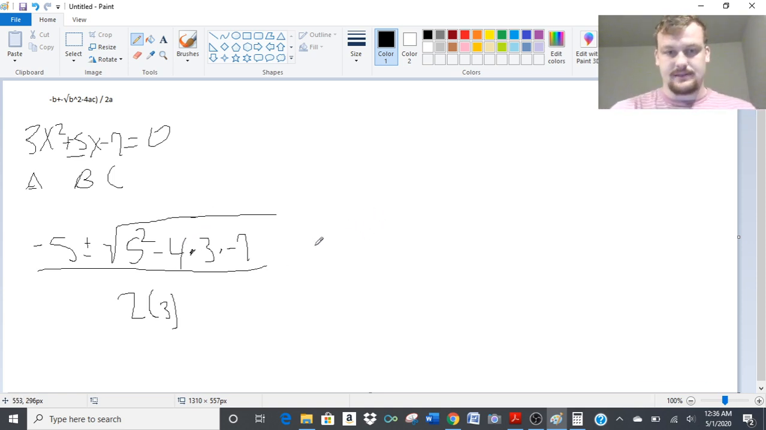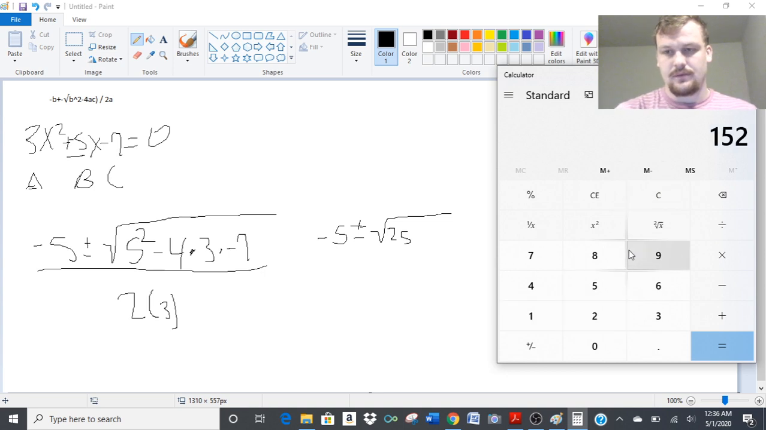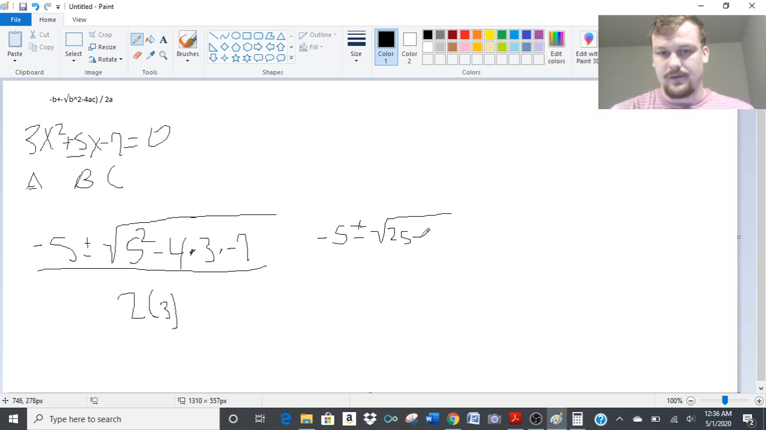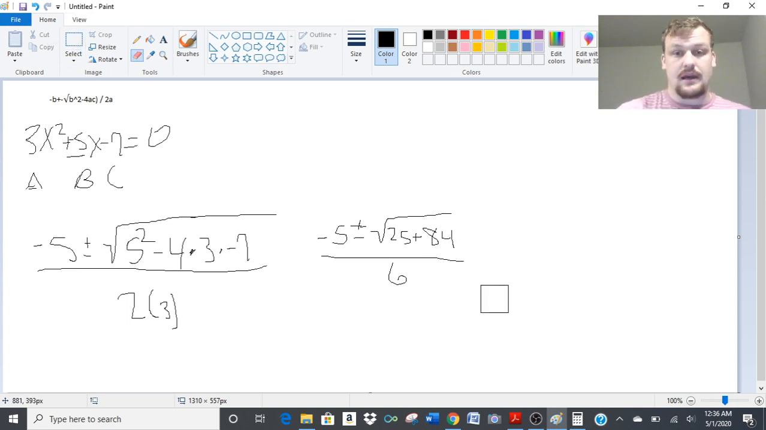Okay, now let's make this simpler. So -5 plus or minus, we can't do anything to that. Square root of 5 squared is 25. Minus -4 times 3 is 12. And then 12 times -7. 12 times 7, 84, okay. So we have 25 plus 84, divided by 6. Now adding these two together, 25 and 84, that gives us 109. And I already had this worked out, I didn't do that in my head.